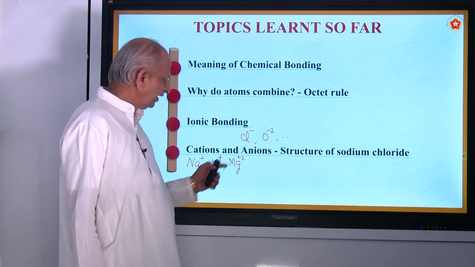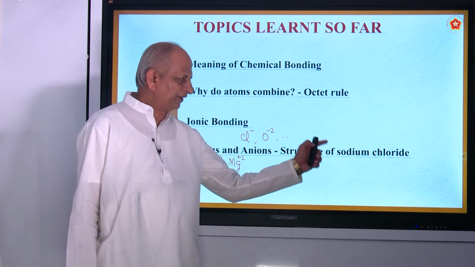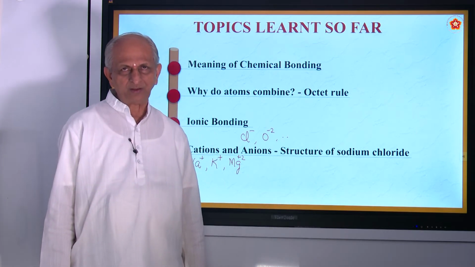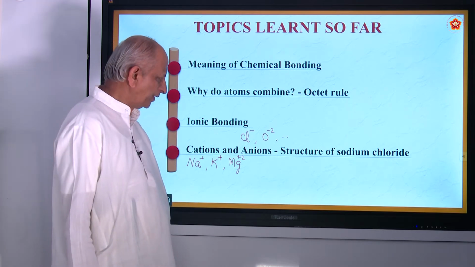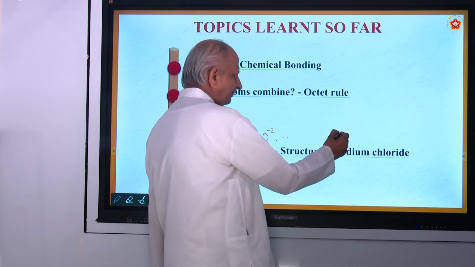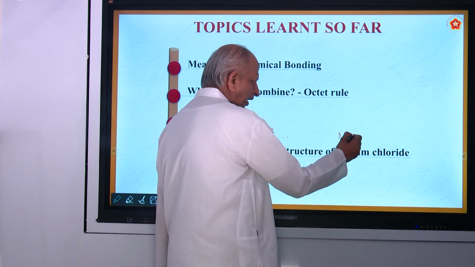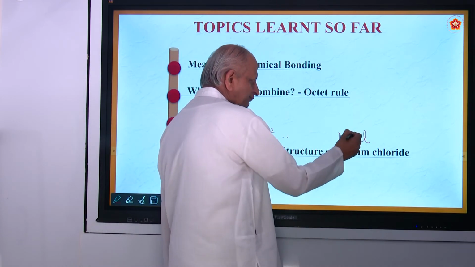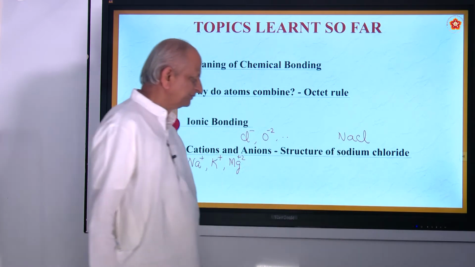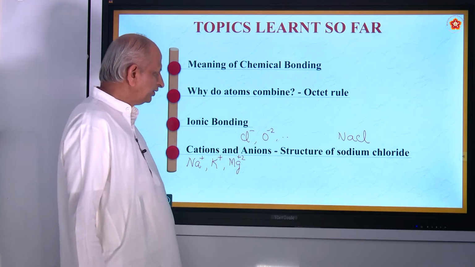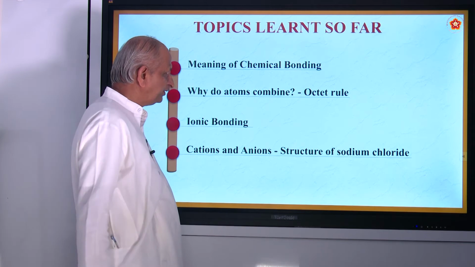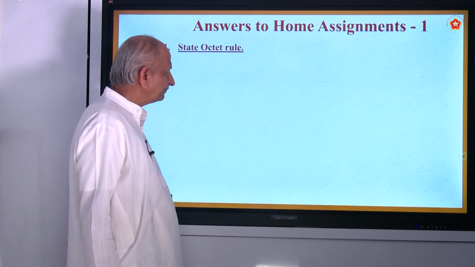And when these two react, they form what is called an electrovalent compound or ionic compound. An example is sodium chloride, an ionic compound. There are two ions here, Na plus and Cl minus. And in today's class, we are going to see about that. Before that, we'll see some home assignments.